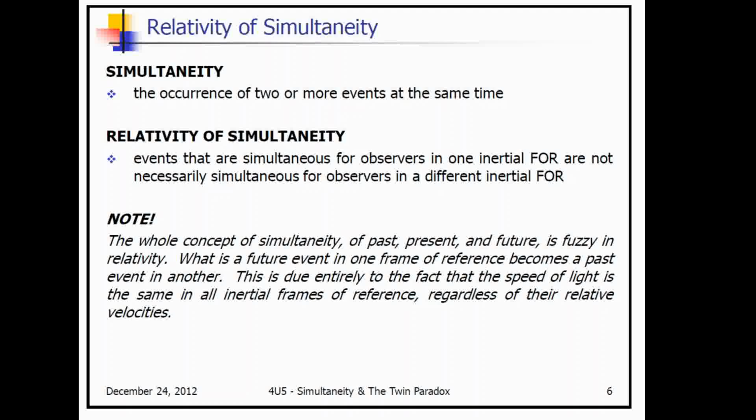The note here says the whole concept of simultaneity of past, present, and future is fuzzy in relativity. What is a future event in one frame of reference becomes a past event in another. This is due entirely to the fact that the speed of light is the same in all inertial frames of reference, regardless of their relative velocities. So that's something that I'd like you to copy down as well.